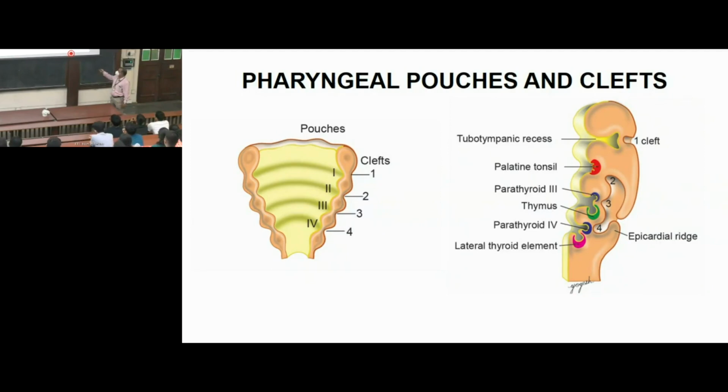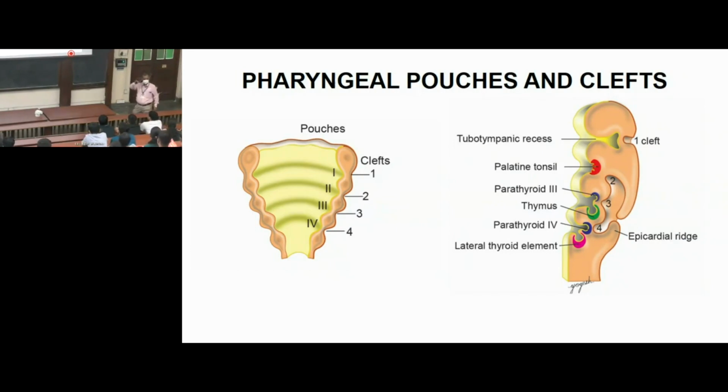The second pouch, the word seen here is palatine tonsil. You have seen or you have learned microanatomy of the palatine tonsil. In microanatomy of palatine tonsil, what did you see? Lymphoid nodule, which is surrounded by the mucosa of the pharynx, because palatine tonsil is located in the pharynx.